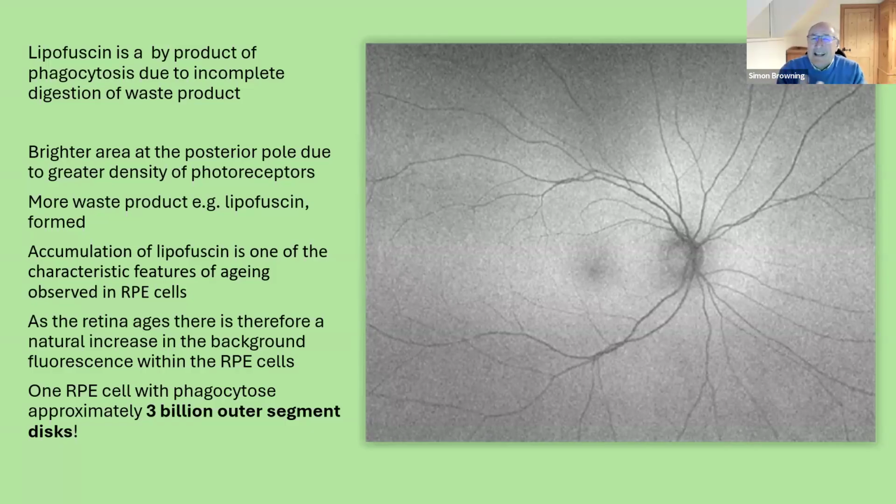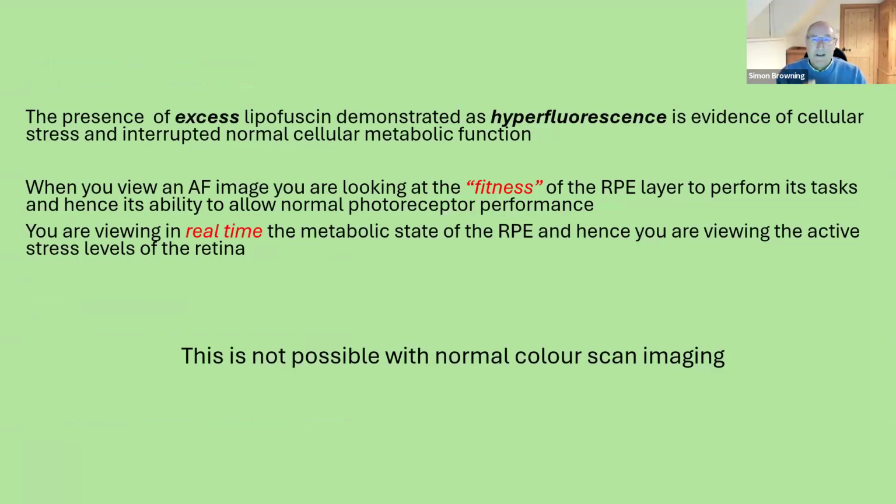So that's it in a single membrane layer of cells. It's quite mind-blowing, really. So if you'd like to encapsulate all of that, what we end up with is the presence of excess lipofuscin shows us hyperfluorescence, brightness, and it's evidence of stress within the cell. And although the cell is still functioning, it's still metabolizing, therefore it's still able to do the jobs like create the electrical impulse, which gives us vision, it's under stress. It's interrupted normal cellular metabolic function.